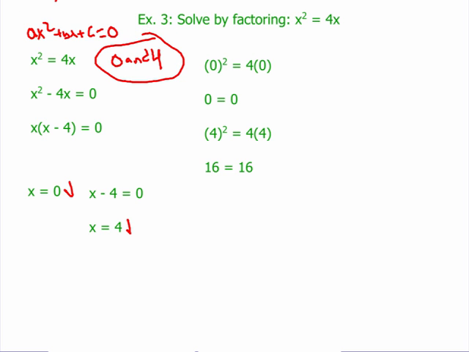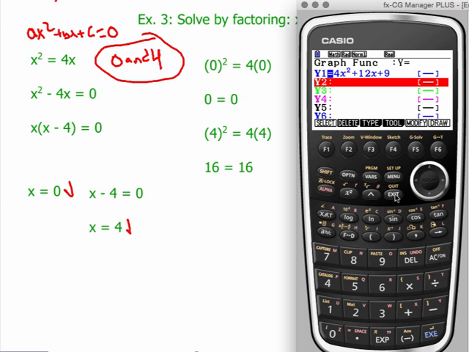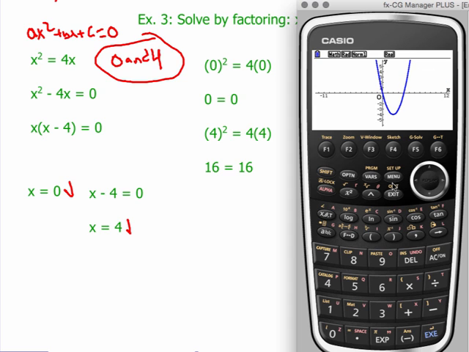Let's head over to the graphing calculator and make sure it works on there. Just kind of triple check our work. So I'm going to put in x squared minus 4x. We'll graph that. Notice I have two solutions. It looks like 0 and 4. Let's be sure, check our roots. Well, there's one, x equals 0, and the other one, x equals 4. So you can see that those are the correct answers.